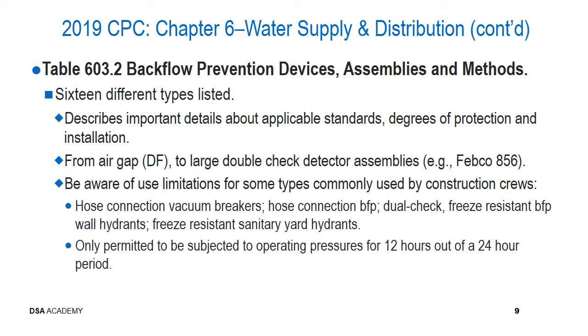So it's important for us as project inspectors to be aware of the use limitations for some of the types that are commonly used by construction crews. Specifically, hose connection vacuum breakers, hose connection backflow preventers, dual check, freeze resistant backflow preventer, wall hydrants, freeze resistant sanitary yard hydrants, etc.